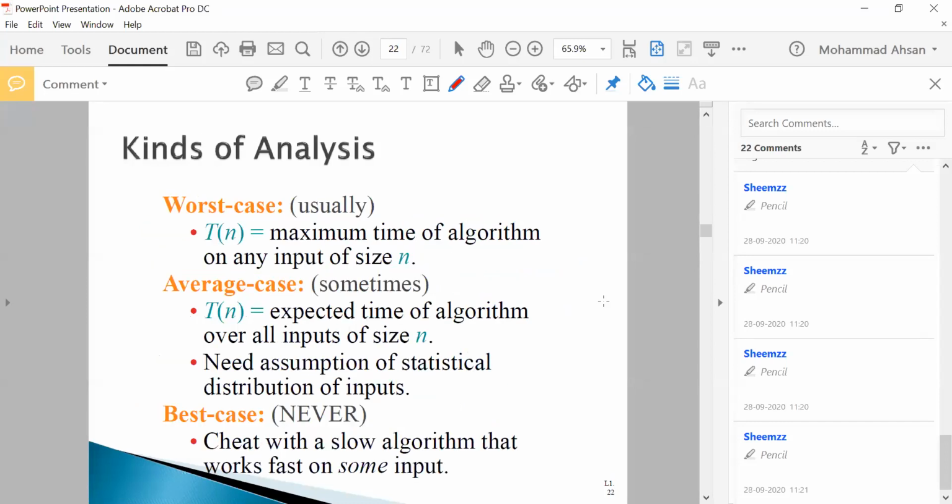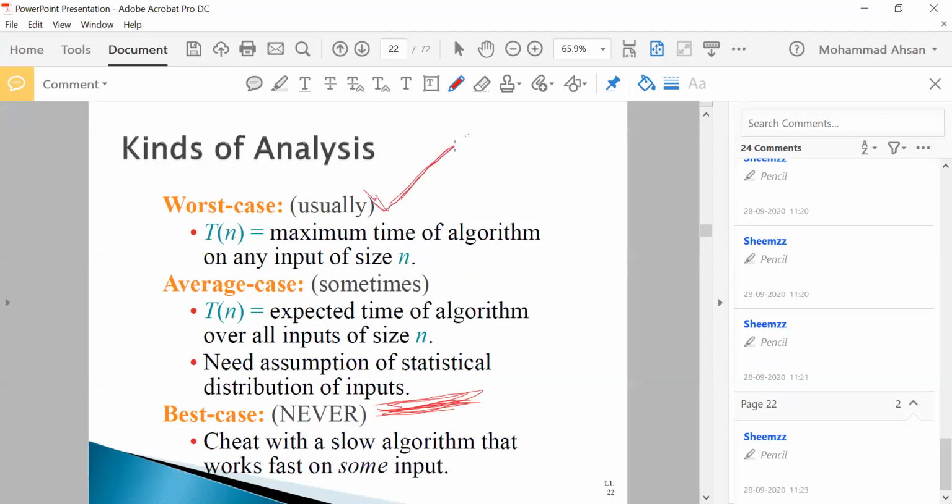And again, like I told you previously, we do not consider the best case. If you see, it's written never. Why? Because you can say, oh, my algorithm can work on some input very fast. For example, bubble sort will work on a sorted sequence faster than on an unsorted sequence. So I cannot give you the best case. So I have to give you the worst case.